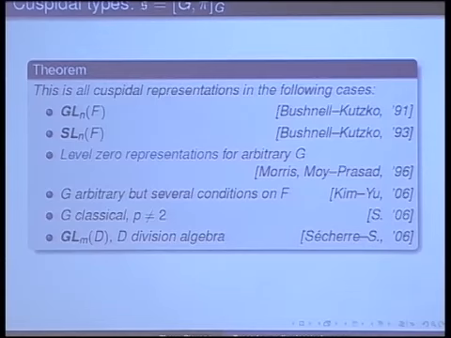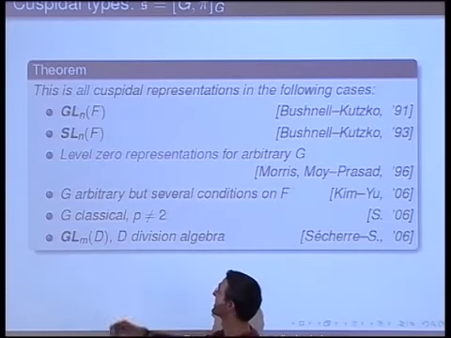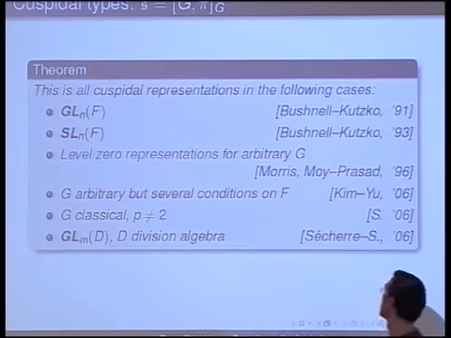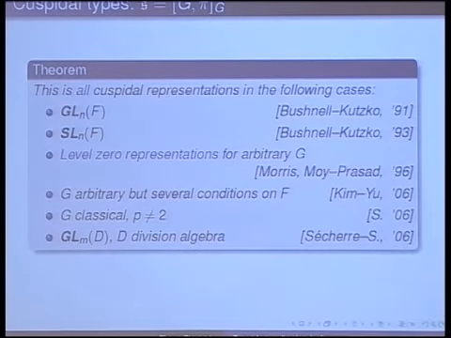For what I call classical groups, so what I called classical groups at the beginning, symplectic, orthogonal, and unitary groups with p odd, I did this in 2006, and also for GLN of a division algebra, so these are inner forms of GLN of F. So Sécherre did many of the constructions, and then together we proved that gave everything. So that's cuspidal types.